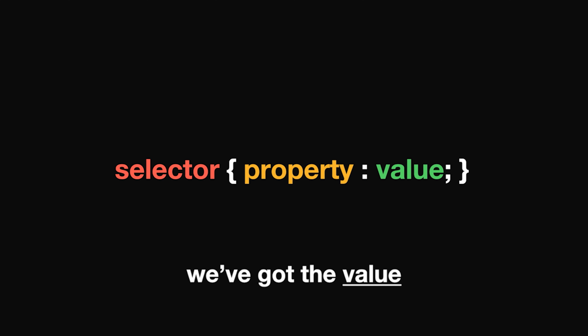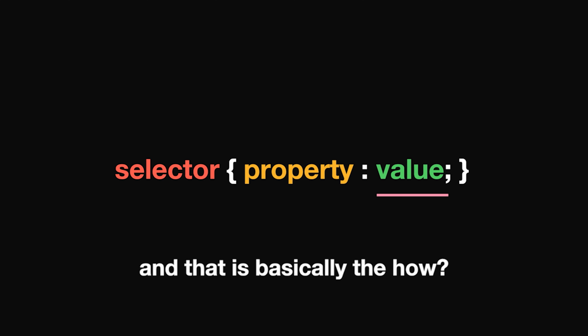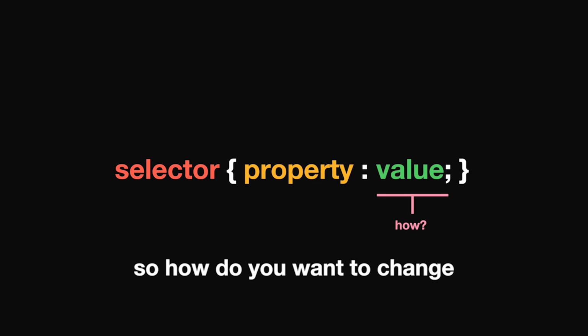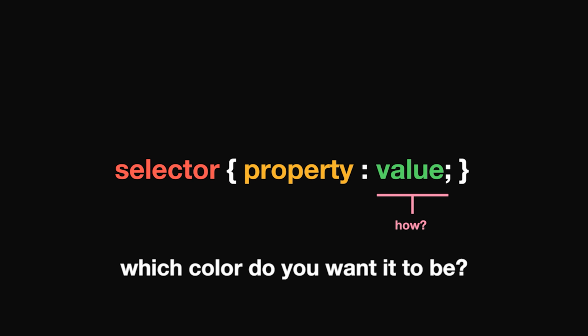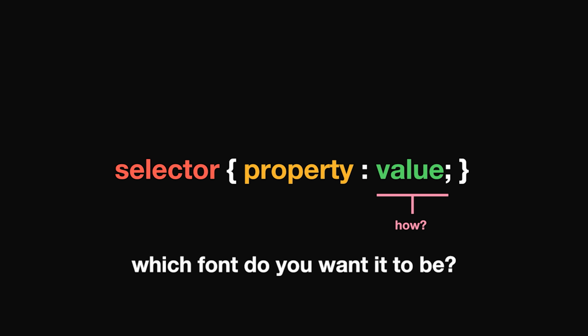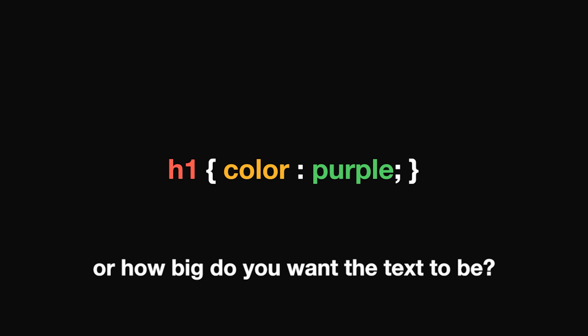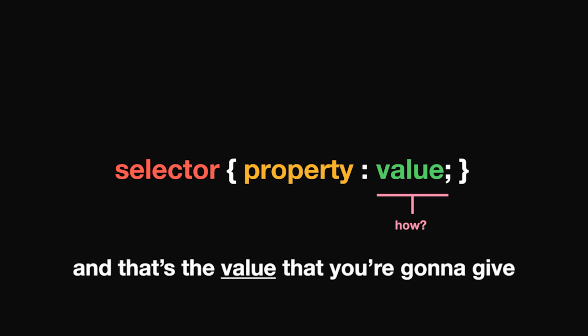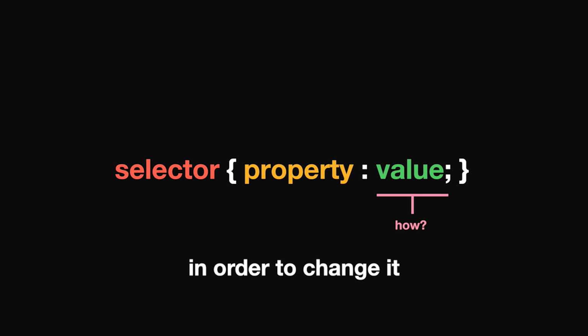And finally, we've got the value. And that is basically the how. So how do you want to change the background color? Which color do you want it to be? Or if you want to change the text font or size, which font do you want it to be? Or how big do you want the text to be? And that's the value that you're going to give in order to change it.